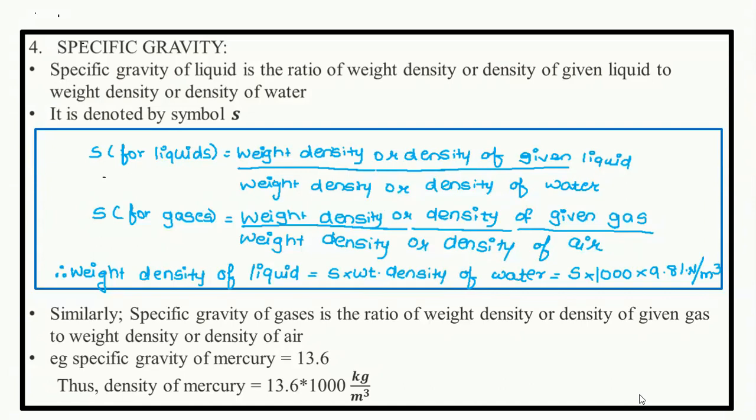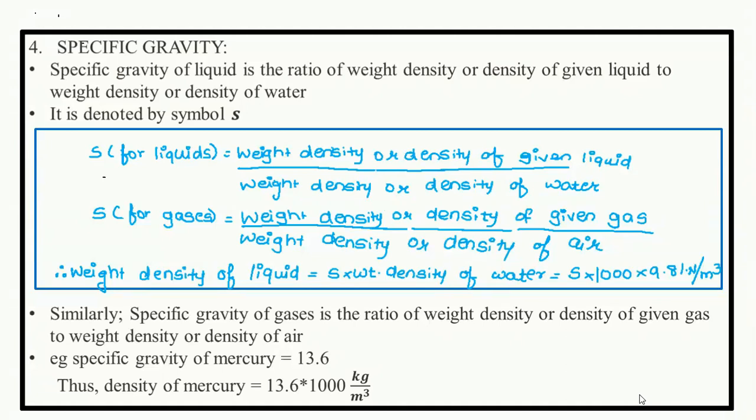liquid. And in case of gases, it is the ratio of weight density or density of given gas to the weight density or density of air. If you have to determine the weight density of any liquid, that equals the specific gravity times the weight density of water, that is into 9.81.